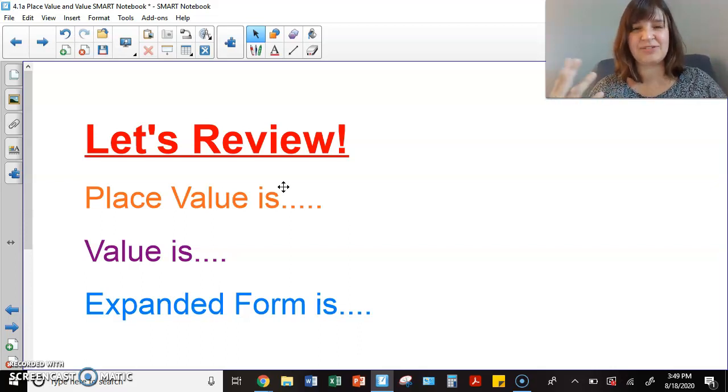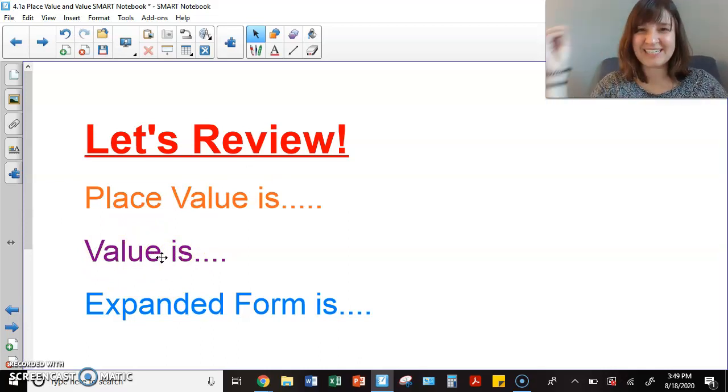So the value is how much it is worth. The place value is the name of the position the digit is in. Expanded form is when you take all of the values of the number and you stretch it out really big, and that breaks apart the number by its values. All right, that's place value.